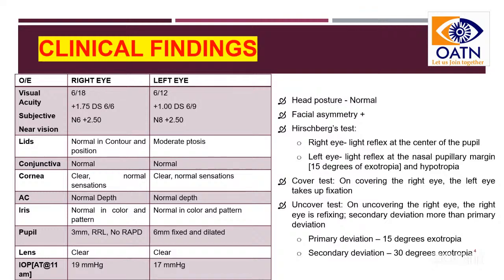The cover test is done to identify the deviation. When the right eye is covered, the left eye moves to take up fixation. When the right eye is uncovered, it readjusts to refixate. This suggests secondary deviation is greater than primary deviation. And finally comes the deviation measurement. Primary deviation shows 15 degrees exotropia and secondary deviation shows 30 degrees exotropia, due to a paralytic cause.